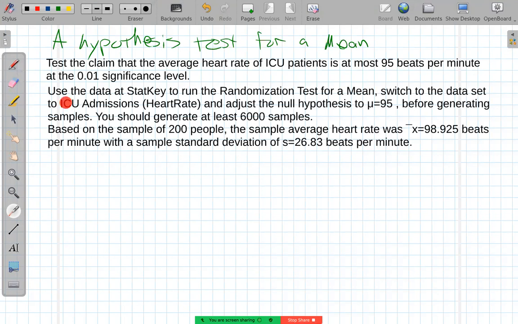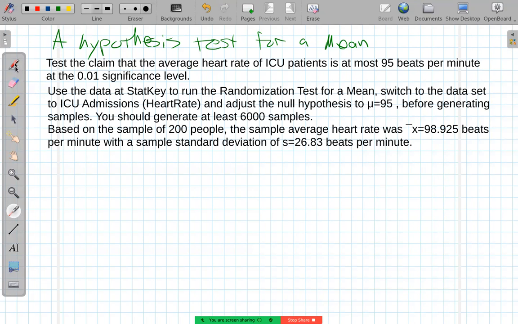So we'll have to make sure we have the right data set and the right null hypothesis, generate at least 6,000 other samples based on the sample of 200 people that had an average heart rate of 98.925 with a standard deviation of 26.83. Those numbers are there to make sure we have the right data.